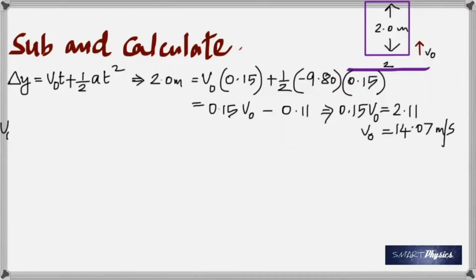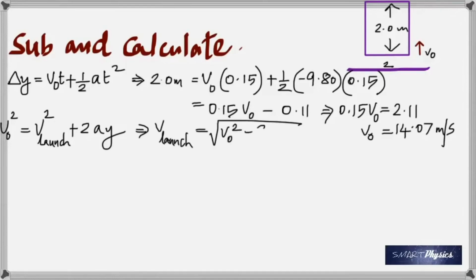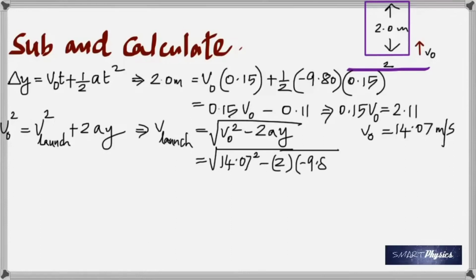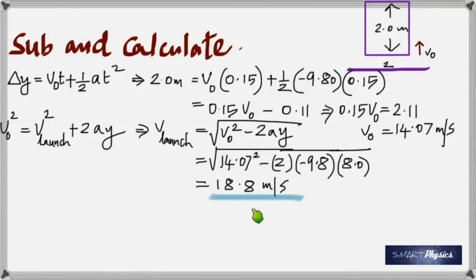Now we can use this equation. v naught squared is equal to v launch squared plus 2a delta y, and make the velocity of launch the subject, and you're going to get this equation into which you carefully plug the numbers. That's what you got just now. And you get 18.8 meters per second. Now that we have the launch velocity, we can go back and find. Now remember, that was one of the questions that was asked, and that's answered.